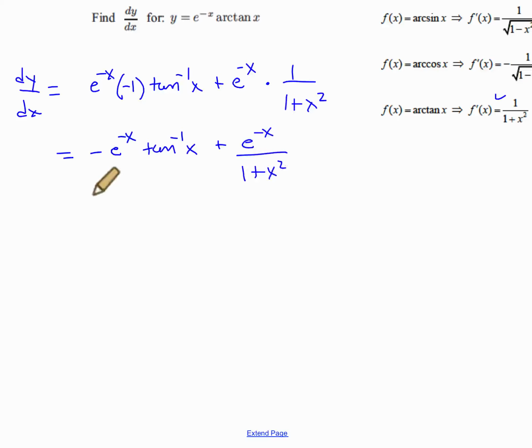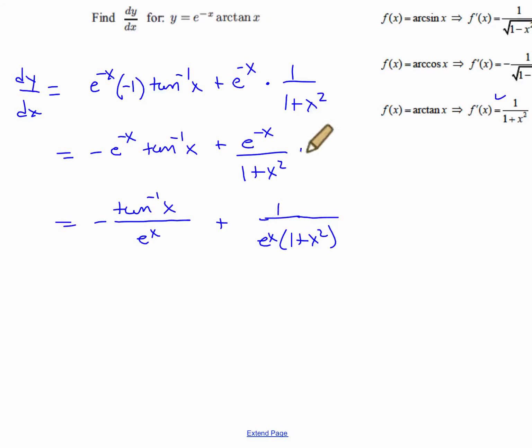That is good enough. I suppose we could do this if we wanted: negative tan negative 1 x over e to the x, plus 1 over e to the x times 1 plus x squared. You can manipulate it however you want. I would say we should at least get to there. And so I believe that's all there's going to be.